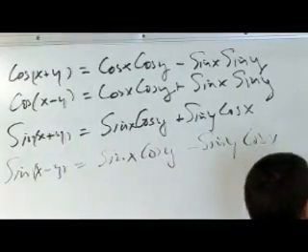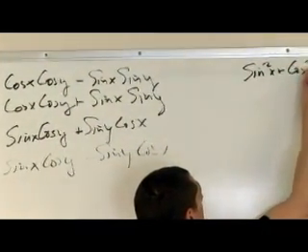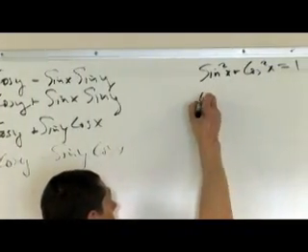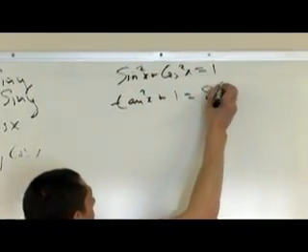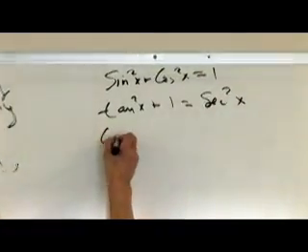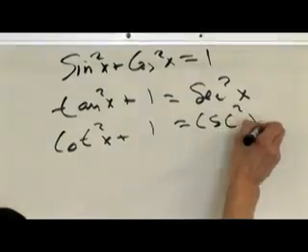Other things that you need to have in mind. Sine squared x plus cosine squared x equals 1. Tangent squared x plus 1 equals secant squared x, and cotangent squared x plus 1 equals cosecant squared x.